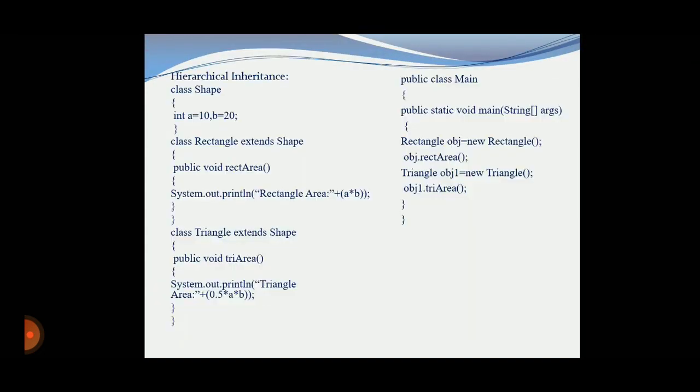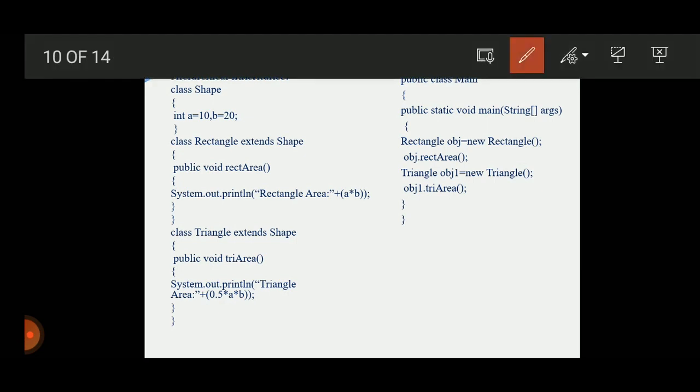Next, let us see hierarchical inheritance. Hierarchical inheritance means that one class serves as a superclass for more than one subclass. Or we can say one base class has more than one derived class. Now let us see the example here.